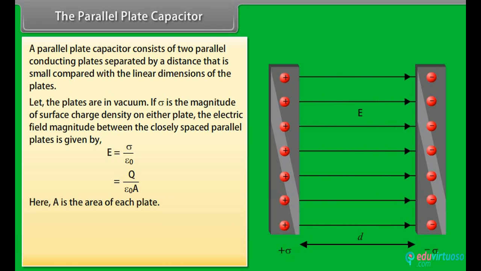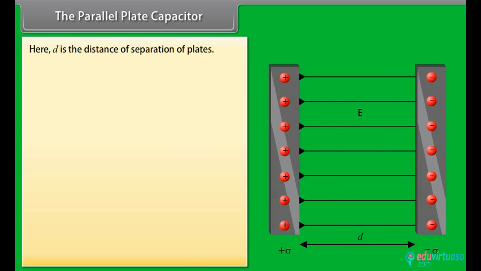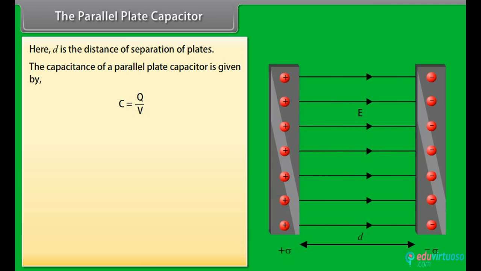Here, A is the area of each plate. The electric field between the plates is uniform and the potential difference between the plates is given by E D, which is equal to Q D upon epsilon naught A. Here, D is the distance of separation of plates. The capacitance of a parallel plate capacitor is equal to Q upon V, which is equal to epsilon naught A upon D.